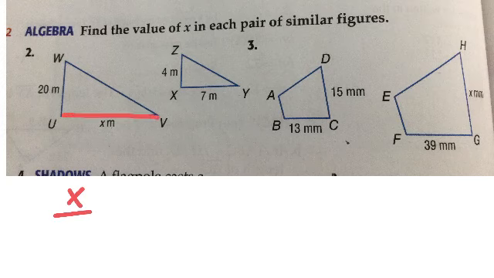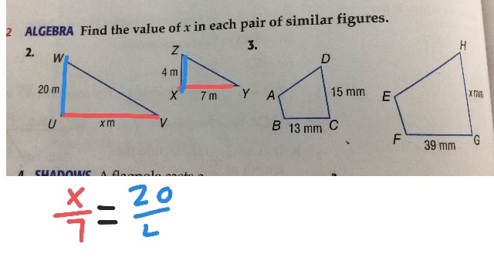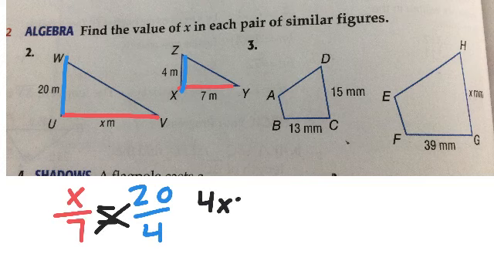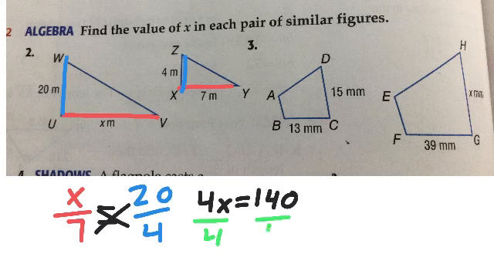Which side matches up with x? Which side, UV? Okay. This will be x over 7 equals... Then what? 20 over 4. Yep. That's right. Cross multiply. That gives us 4x equals 140. Divide by 4. It tells me x equals 35.